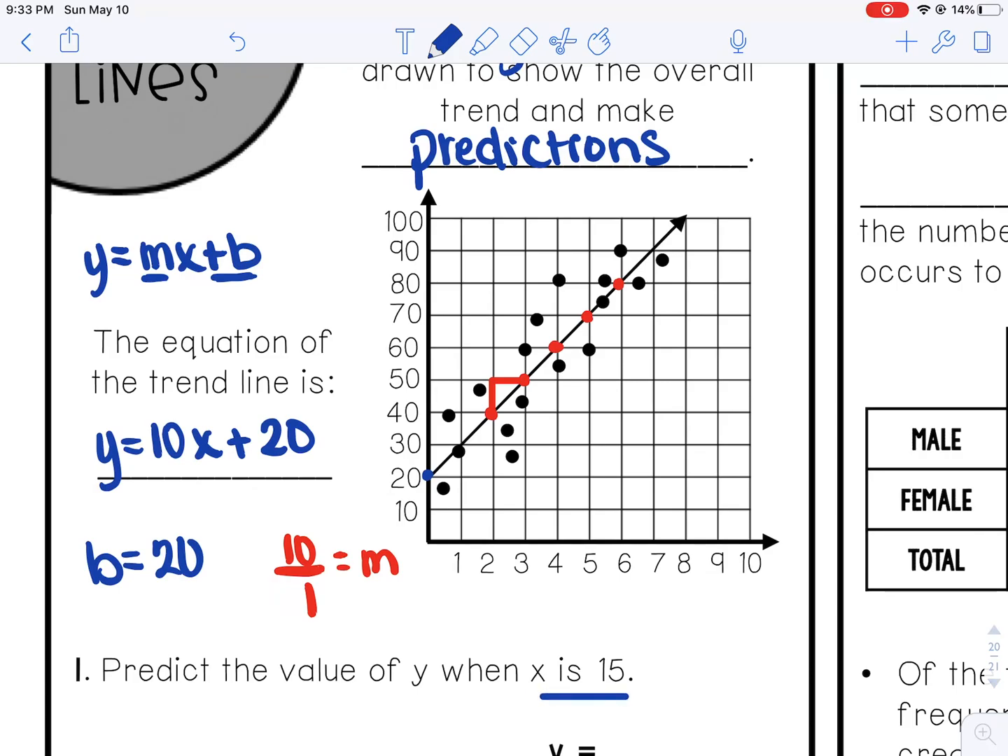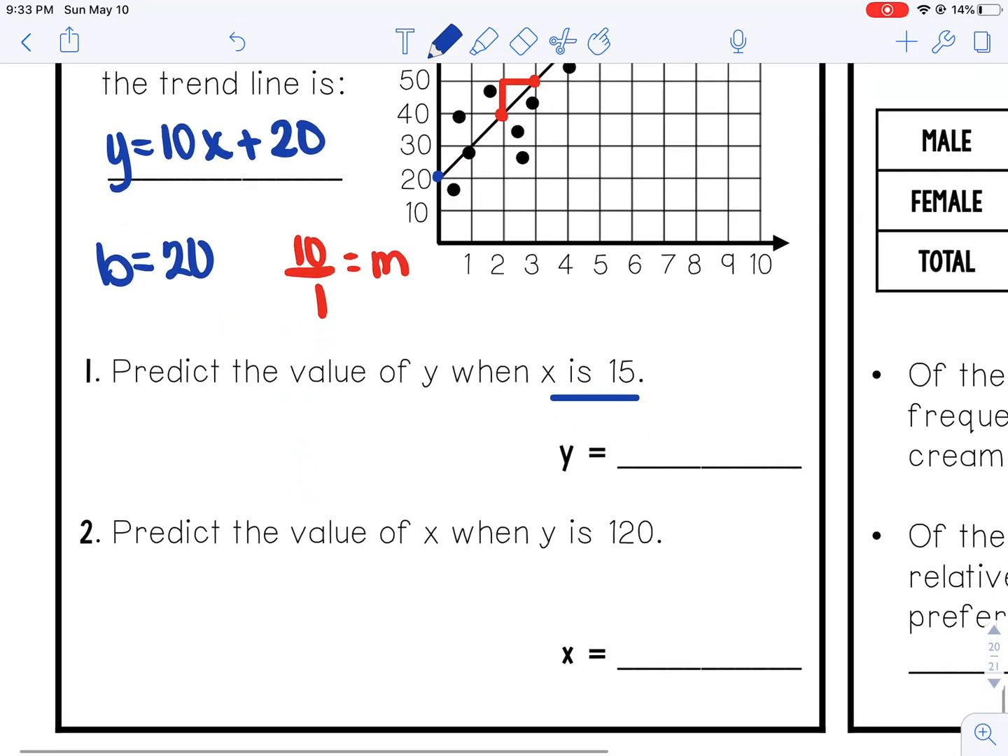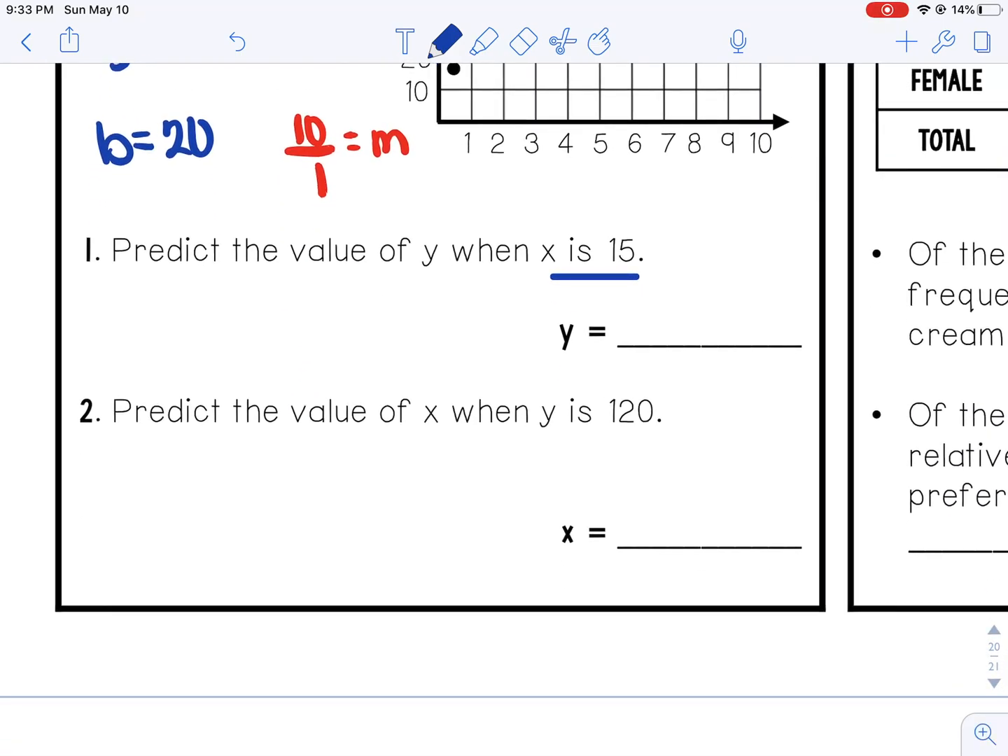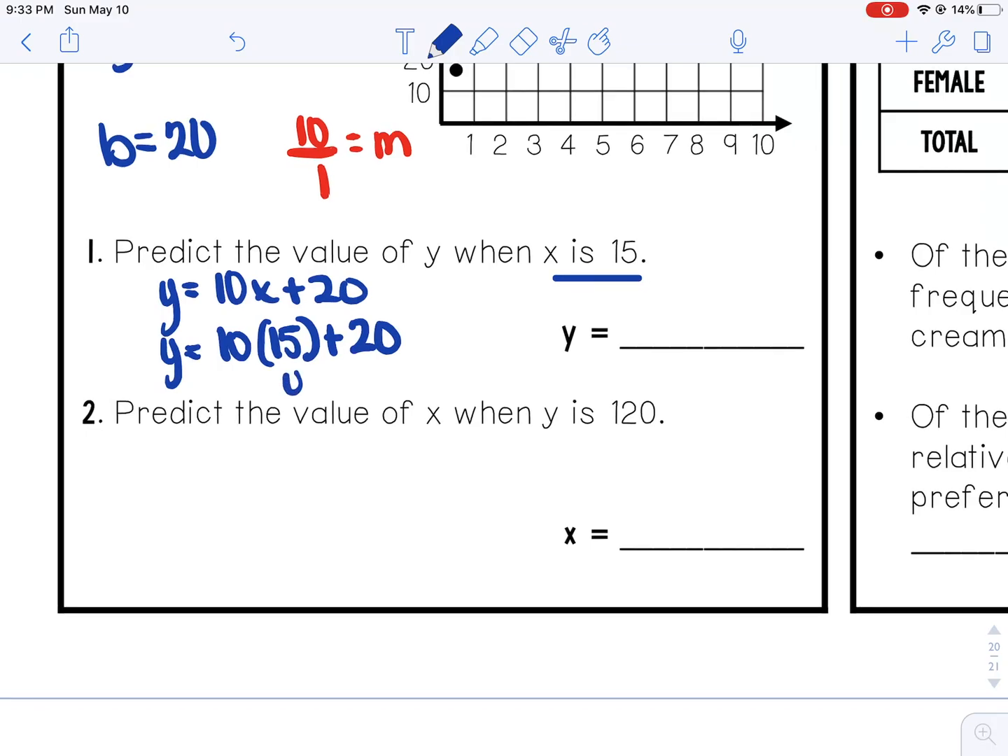We can use that equation to make predictions with numbers that are not on that line, like 10 or 12. In this case, let's predict the value when x is 15. We've got our equation of y equals 10x plus 20. What is the value of y when x is 15? So y equals 10 times 15 plus 20. That's going to give us y equals 150 plus 20, so y is equal to 170.